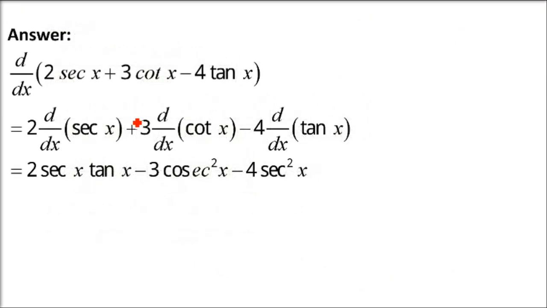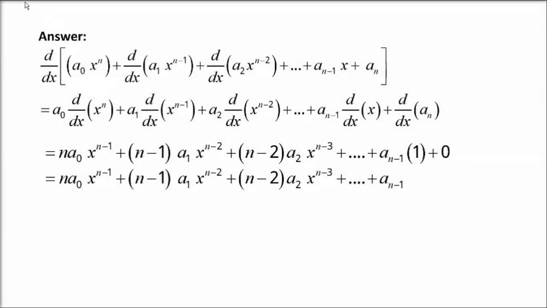Now question number 12 of exercise 30.3. So this is question number 12: 2 sec x plus 3 cot x minus 4 tan x. Don't worry about 2. Derivative of sec x is sec x tan x. Derivative of cot x is minus cosec square x. 3, 2, 4 don't worry, they are constants. They won't be affected. And now derivative of tan x is sec square x. This is the solution here.